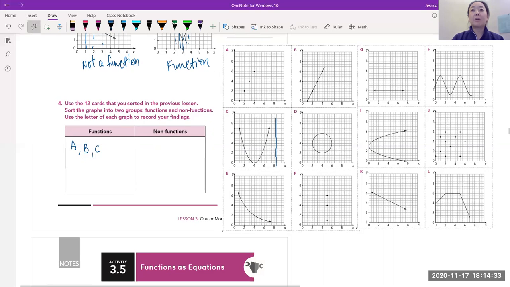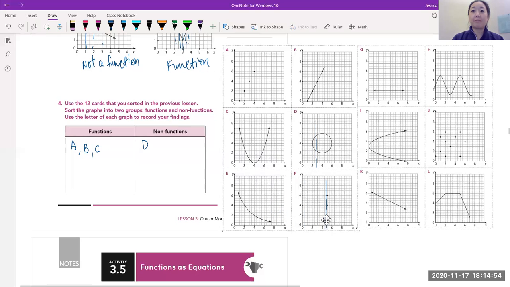What about D? Oh, all day long. Do you see how it has two points right there? So D is definitely not a function. Then we're going to do the same thing for E. Does E cross twice at any given point? Nope. So E is a function.